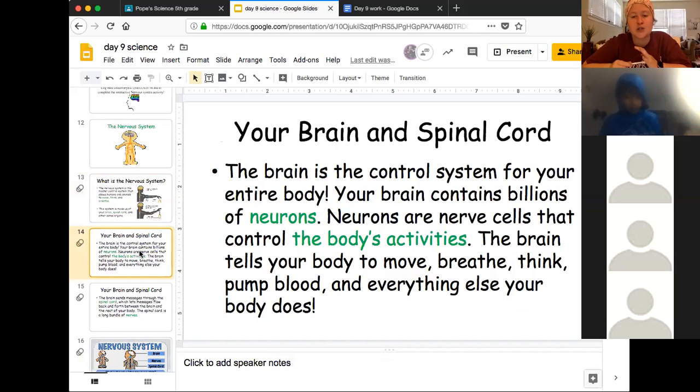The brain is the control system for your entire body. Your brain contains billions of neurons. Neurons are nerve cells that control your body's activity. The brain tells your body to move, to breathe, to think, to pump blood, and everything else your body does happens from little codes that are sent through the neurons or the nerves. So this is called the nervous system because we're talking about nerves. The nerves are what control your brain and the rest of your body.